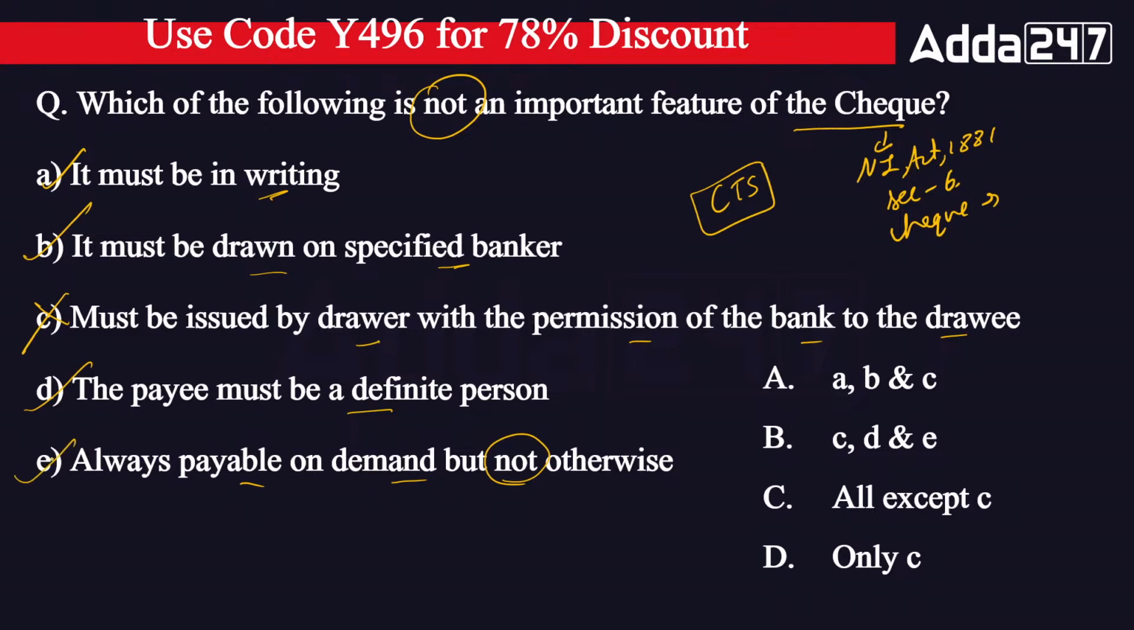So which of the following is not an important feature? The C option is not an important feature. So the right answer will be D. Do not answer the C option. All except C means C is the feature but A, B, D and E is not a feature. So do not answer the C option. The right answer will be D. That is only C. C is not the feature of a check.